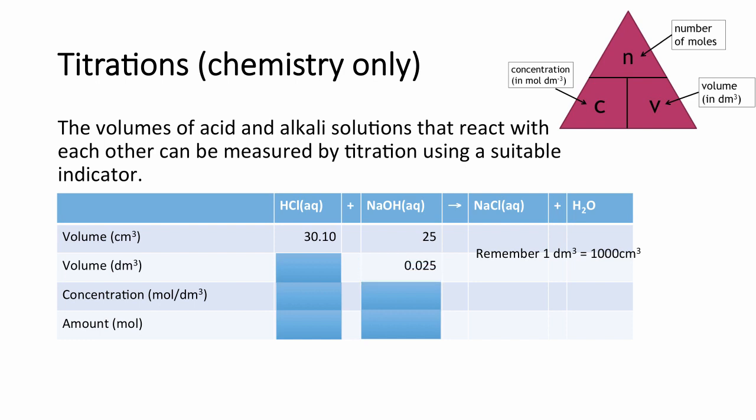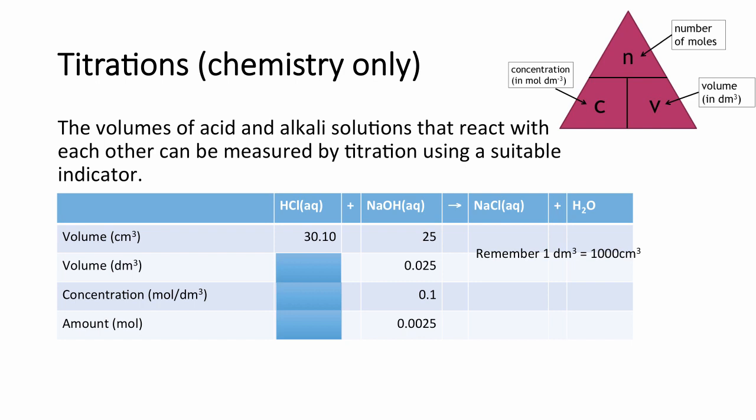So first of all, I've divided the volume of sodium hydroxide by 1000 so that it equals 0.025 decimetres cubed. I know the concentration of the sodium hydroxide as it was given to me in the experiment of 0.1. To calculate the amount of sodium hydroxide, I times the concentration C by the volume in decimetres cubed. So I get 0.1 times 0.025, which gives me an amount of 0.0025. And the equation shows that 1 mole of sodium hydroxide reacts with 1 mole of hydrochloric acid. So therefore at the end point I have the same amount of acid and alkali.